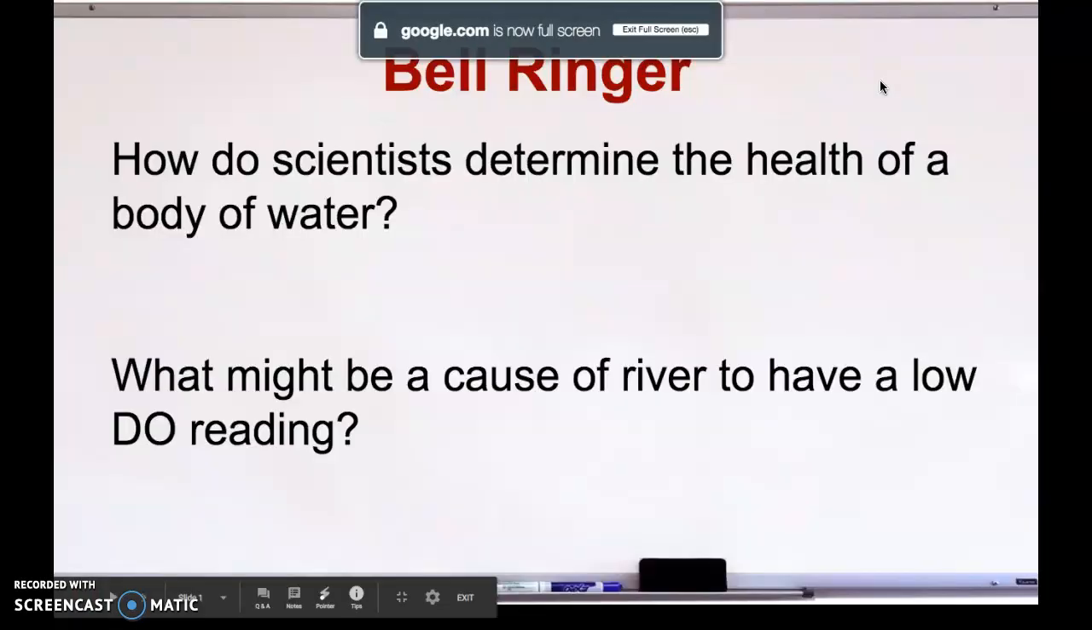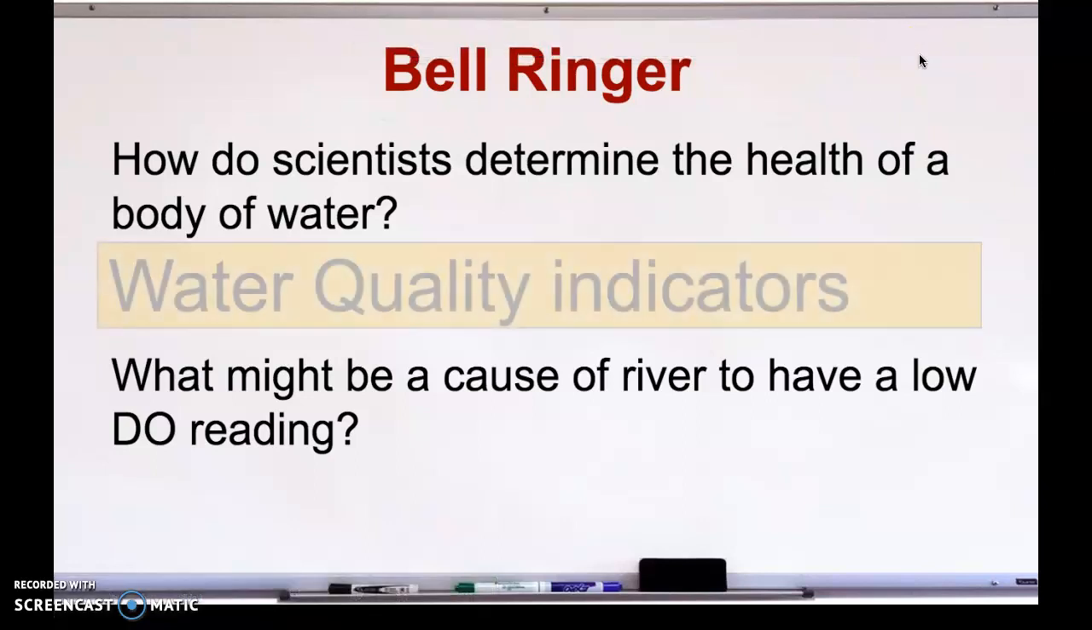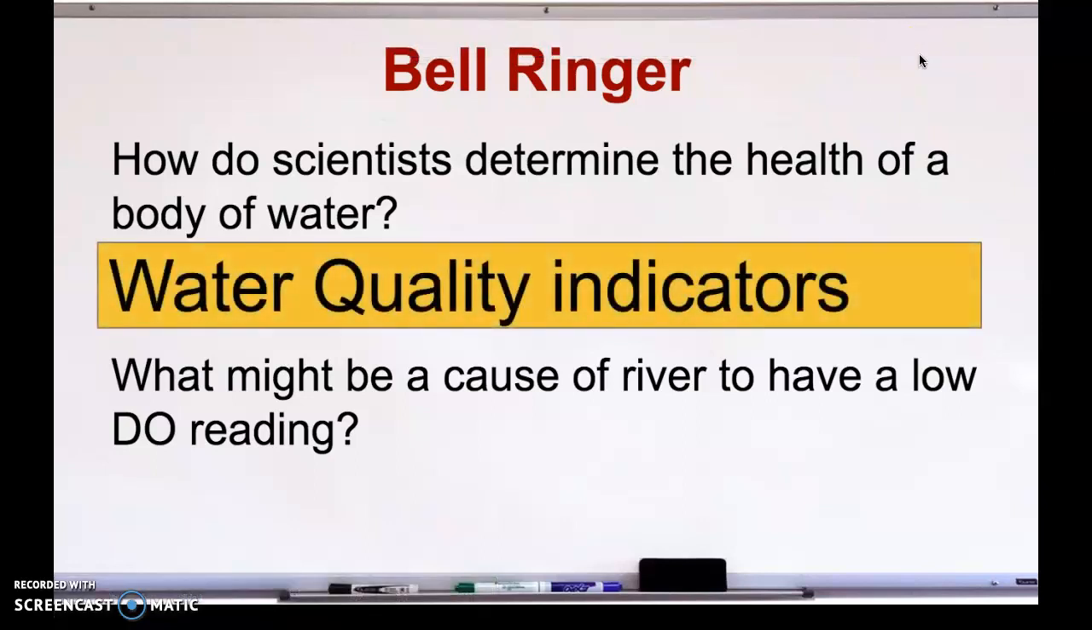Our bell ringers this morning: how do scientists determine the health of a body of water? We learned about that yesterday. It is by testing these different things that we call water quality indicators. They show us if the water is healthy, not healthy, average, and so forth.